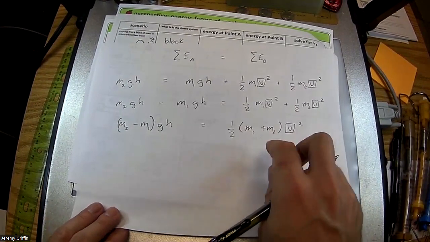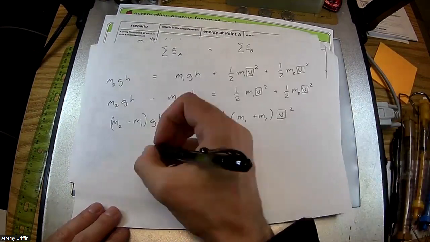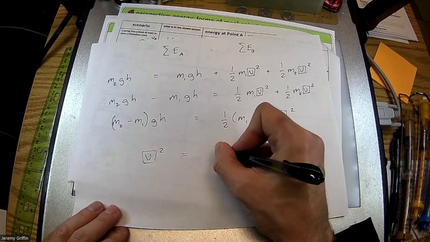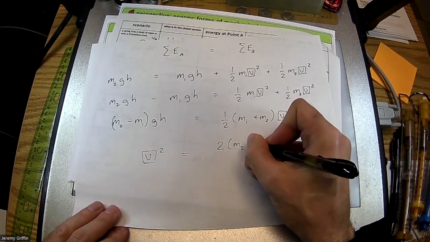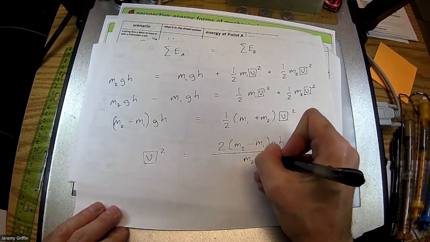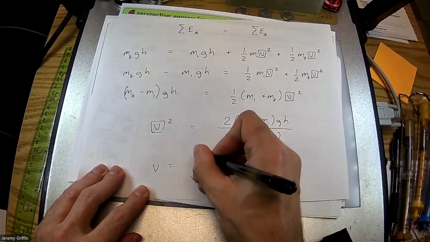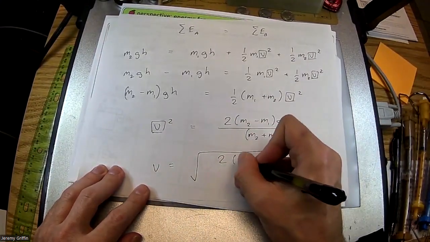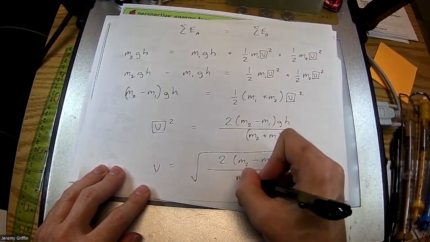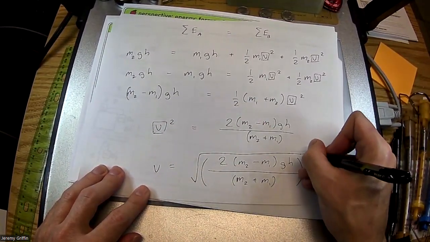Sure. Okay. And then multiply both sides by 2, divide both sides by the sum of masses, take the square root. So V, here, I'll throw in one more step. V squared could be 2 difference of masses, GH, divided by sum of masses. All right, and the last step is square root. So the speed at point B equals the square root of 2 times (M2 minus M1) GH, all divided by the sum of masses. There you go.